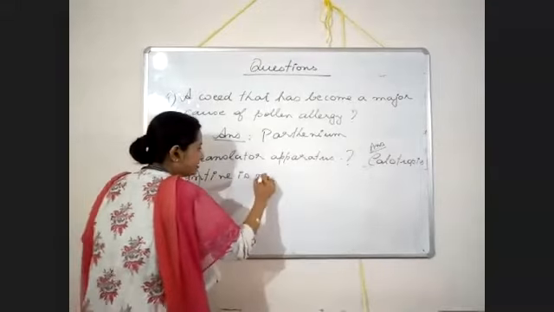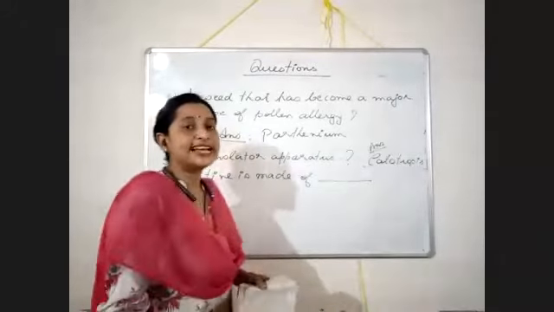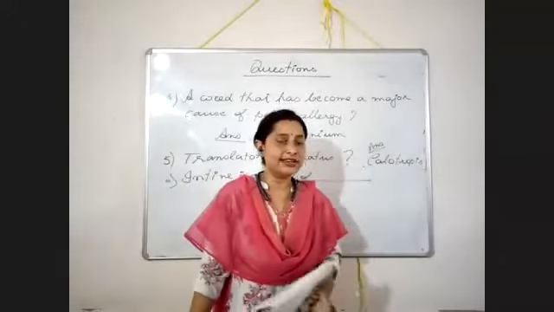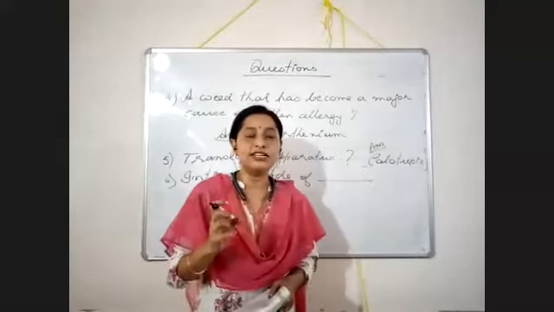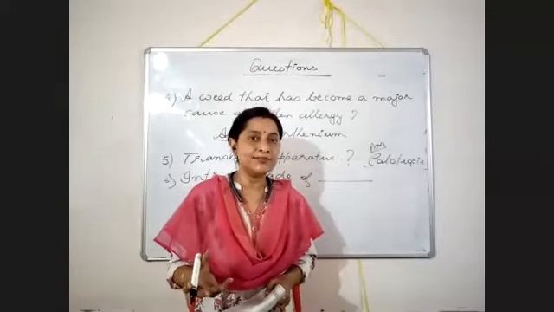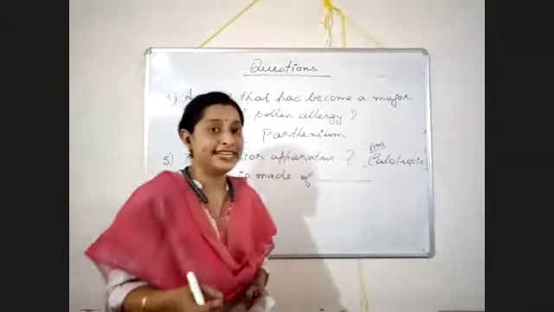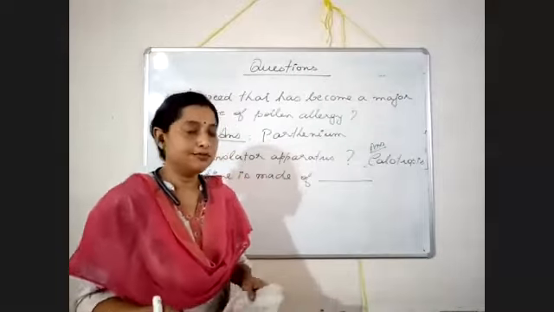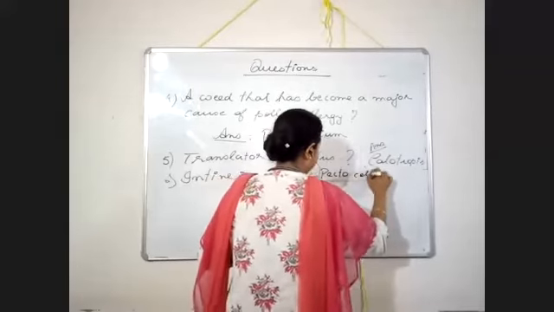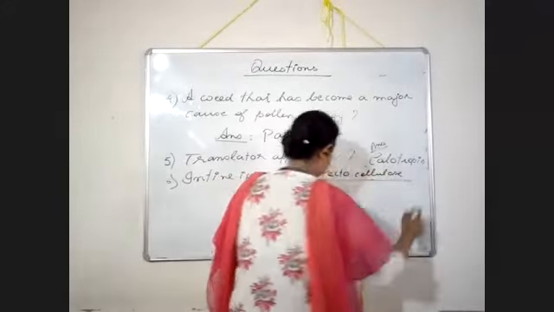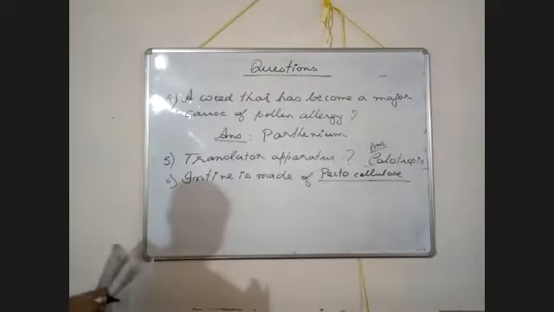Next: intine is made of. First, is it exine that is made of, or intine that is made of? The question has been asked about a part of the pollen grain. The most important component of the exine is sporopollenin. But the question has been asked about the intine. Intine is made up of pectocellulose.